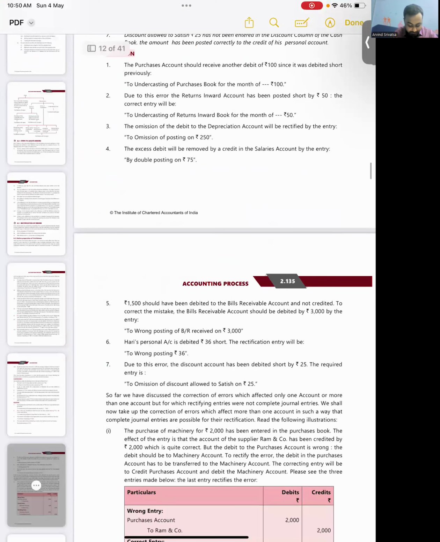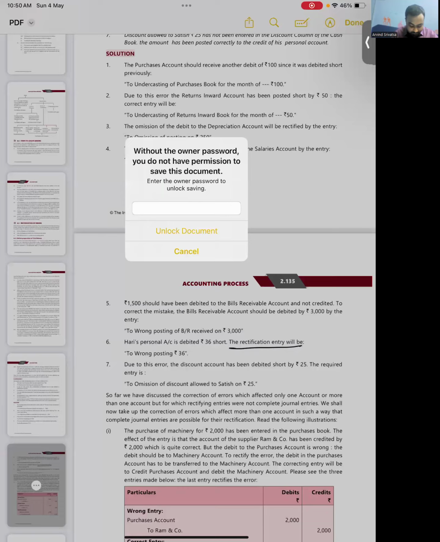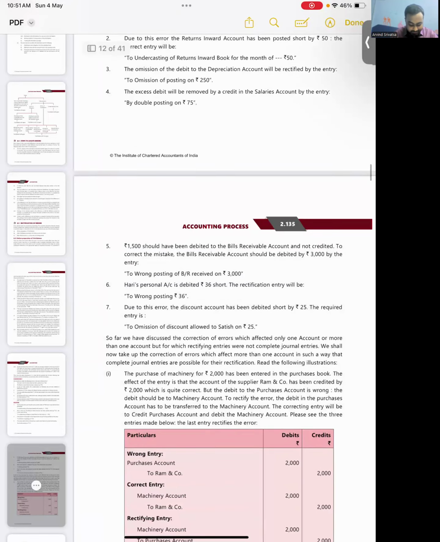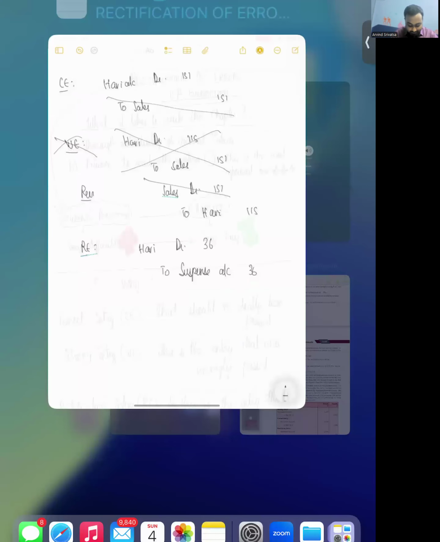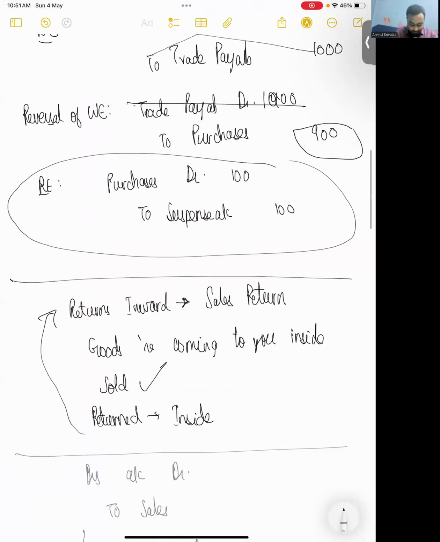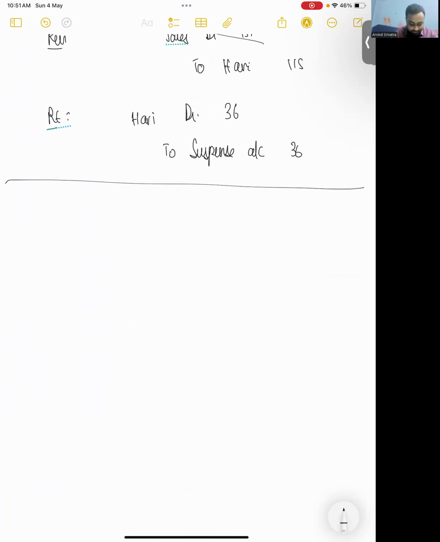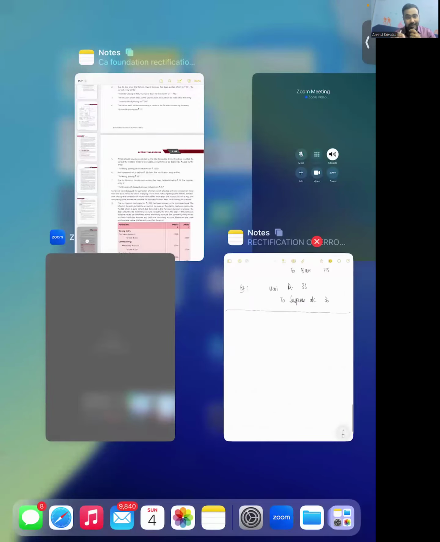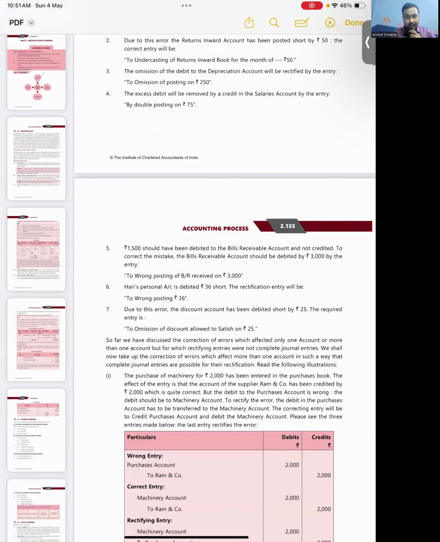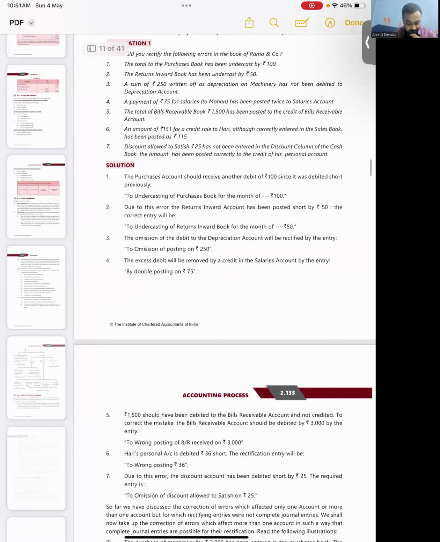Hari's personal account is debited rupees 36 short. The rectification entry will be to wrong posting 36. So basically they are again saying Hari account debit 36 to suspense account 36, pretty much what we've done. So they're just saying that in the form of a narration, not in the form of an entry. So don't worry guys, the next questions will have an entry format aligned to it, and in your exam you won't be asked a question like this. I am doing the entries for you to understand it better, so your other questions will be fully based on entries, so you don't need to worry about them. You can also cross verify the answers for the other questions.